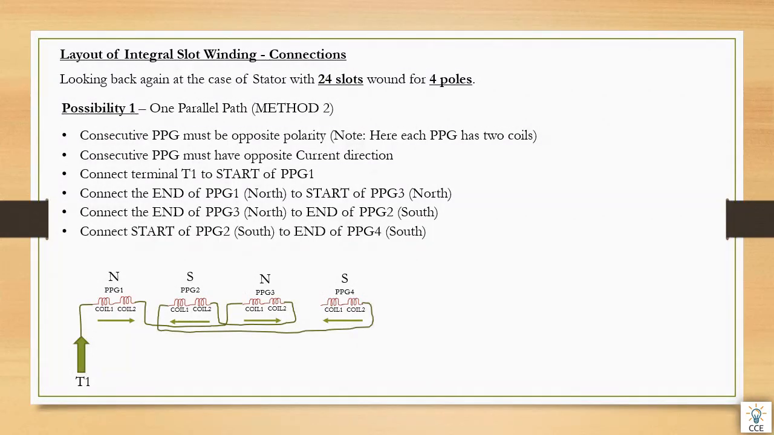Then we again connect the start of the pole phase group 2 to the end of pole phase group 4, and at last we connect the start of the pole phase group 4 to the other end of the winding, or the terminal winding, that is T2. So we have seen two methods or two possibilities on how we can connect for a one parallel path case.